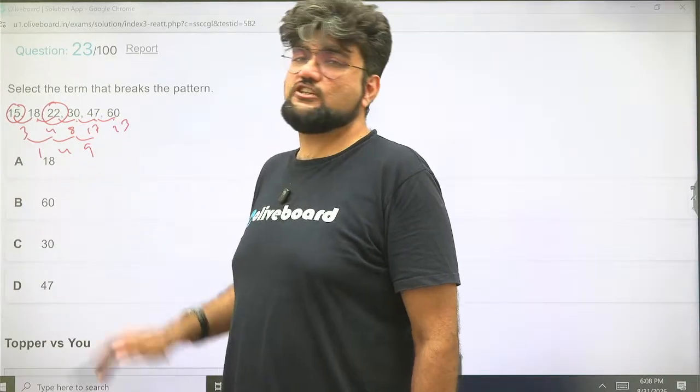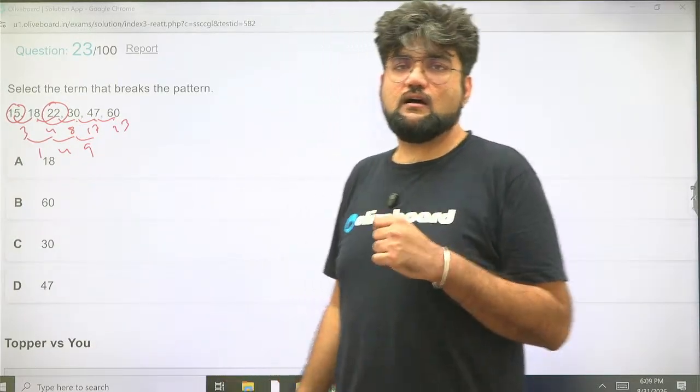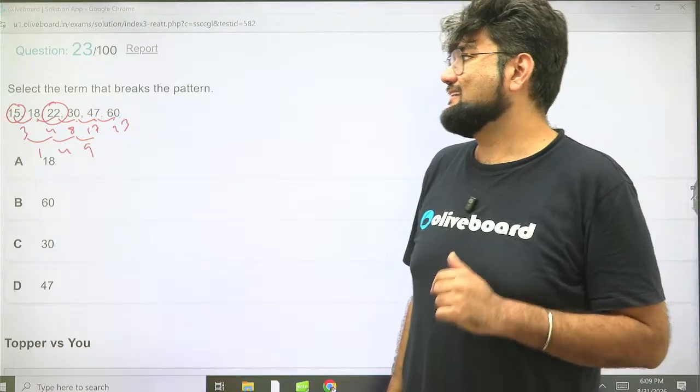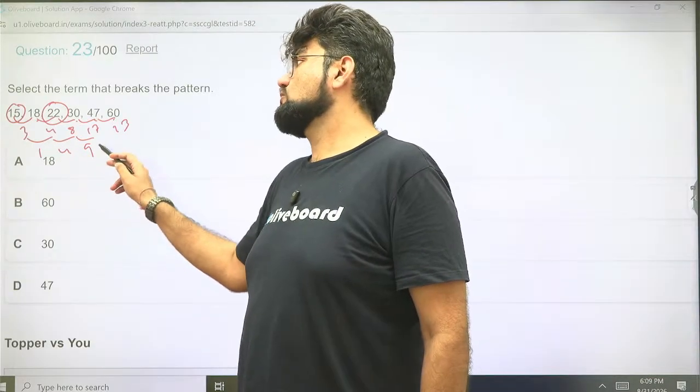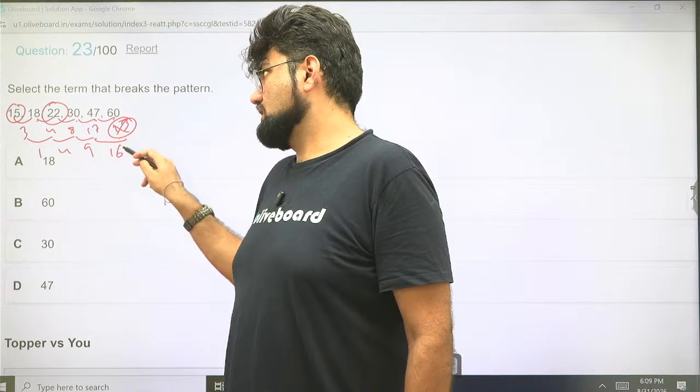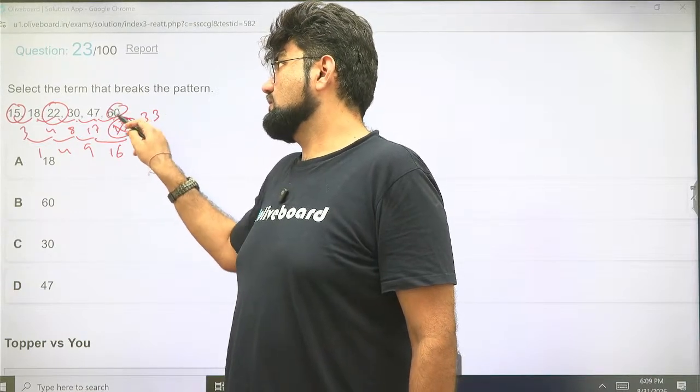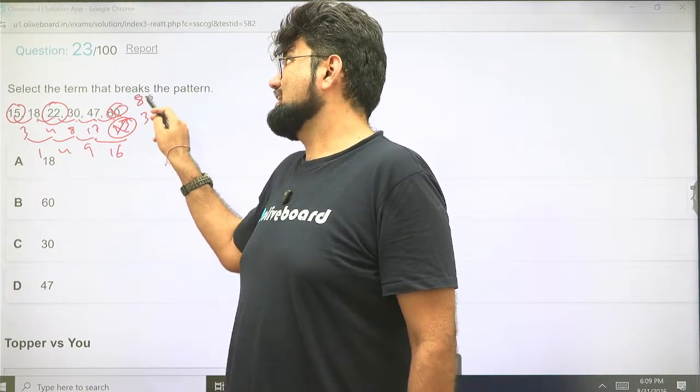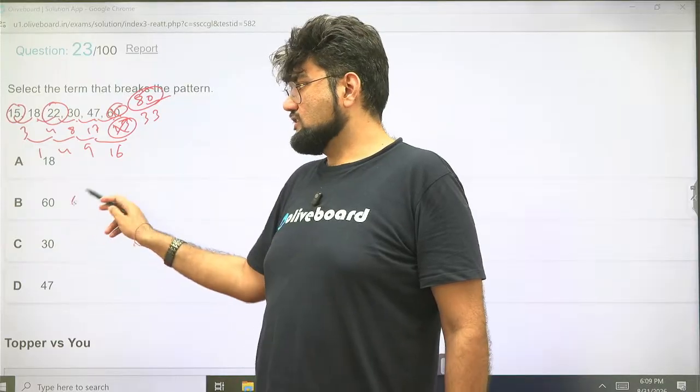This should be sufficient enough to click, to light a bulb in my head that these are perfect squares. 1 square, 2 square, 3 square. So next one should be 4 square, that is 16. So 13 is not working out. 17 plus 16 should be 33. So 60 will not be true. 47 plus 33 will be 80. That should be the correct answer. So 60 is the wrong term.